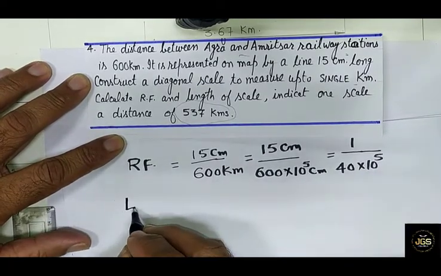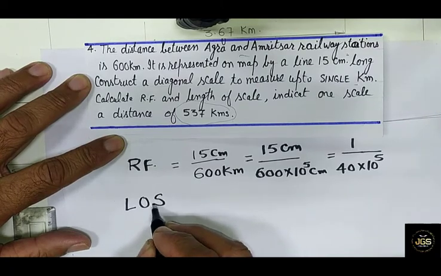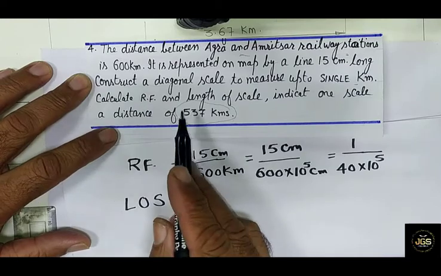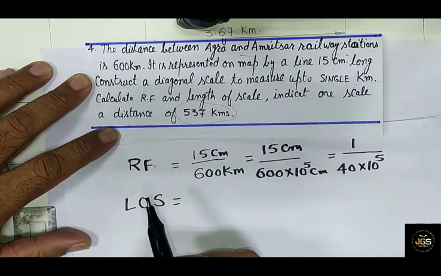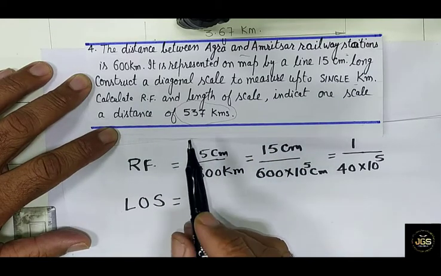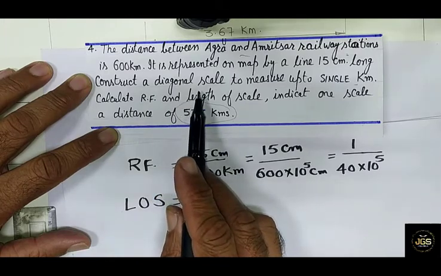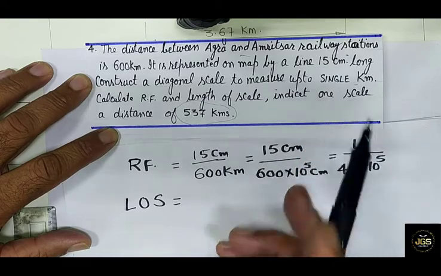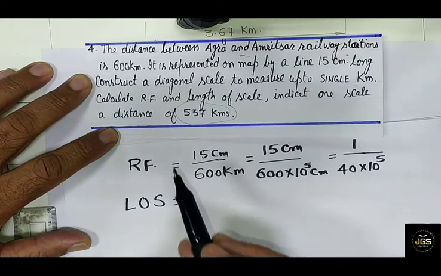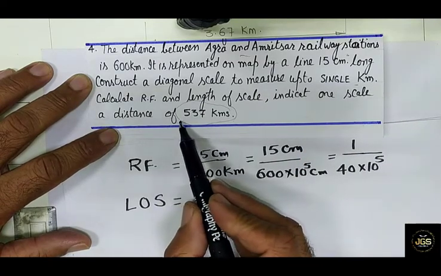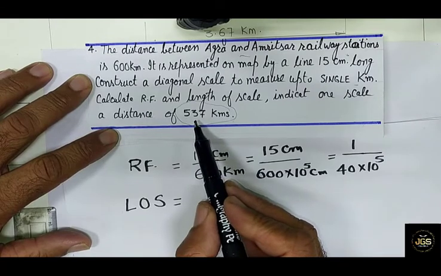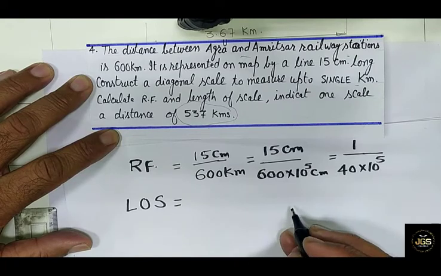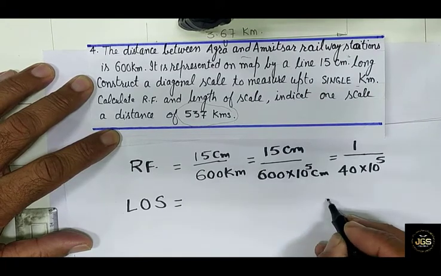Then the length of the scale. This is very interesting here, because the maximum distance to be measured by the scale is not given. Here you have to show on the diagonal scale, measuring up to single kilometers. This is very interesting. We have to indicate a distance of 537 kilometers. Here is how it becomes a diagonal scale.